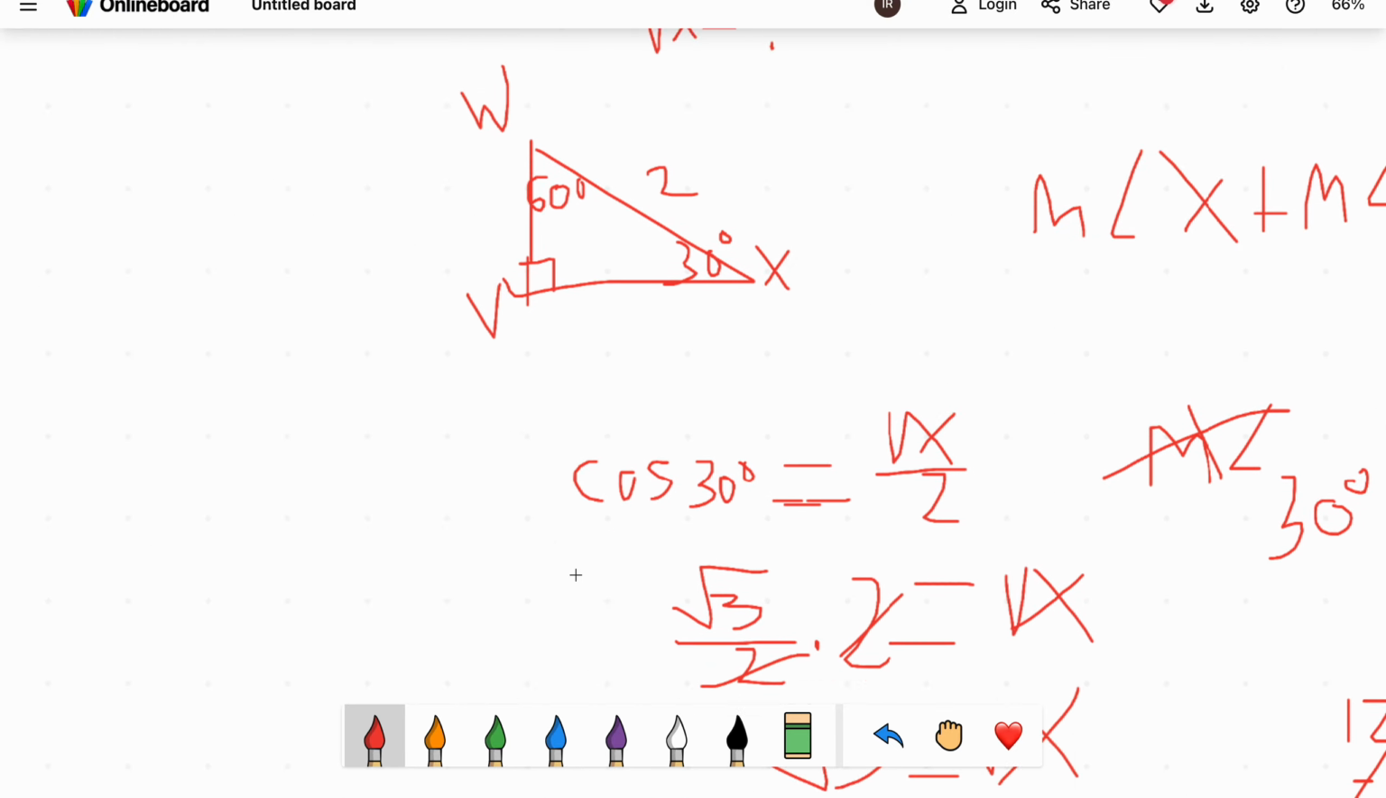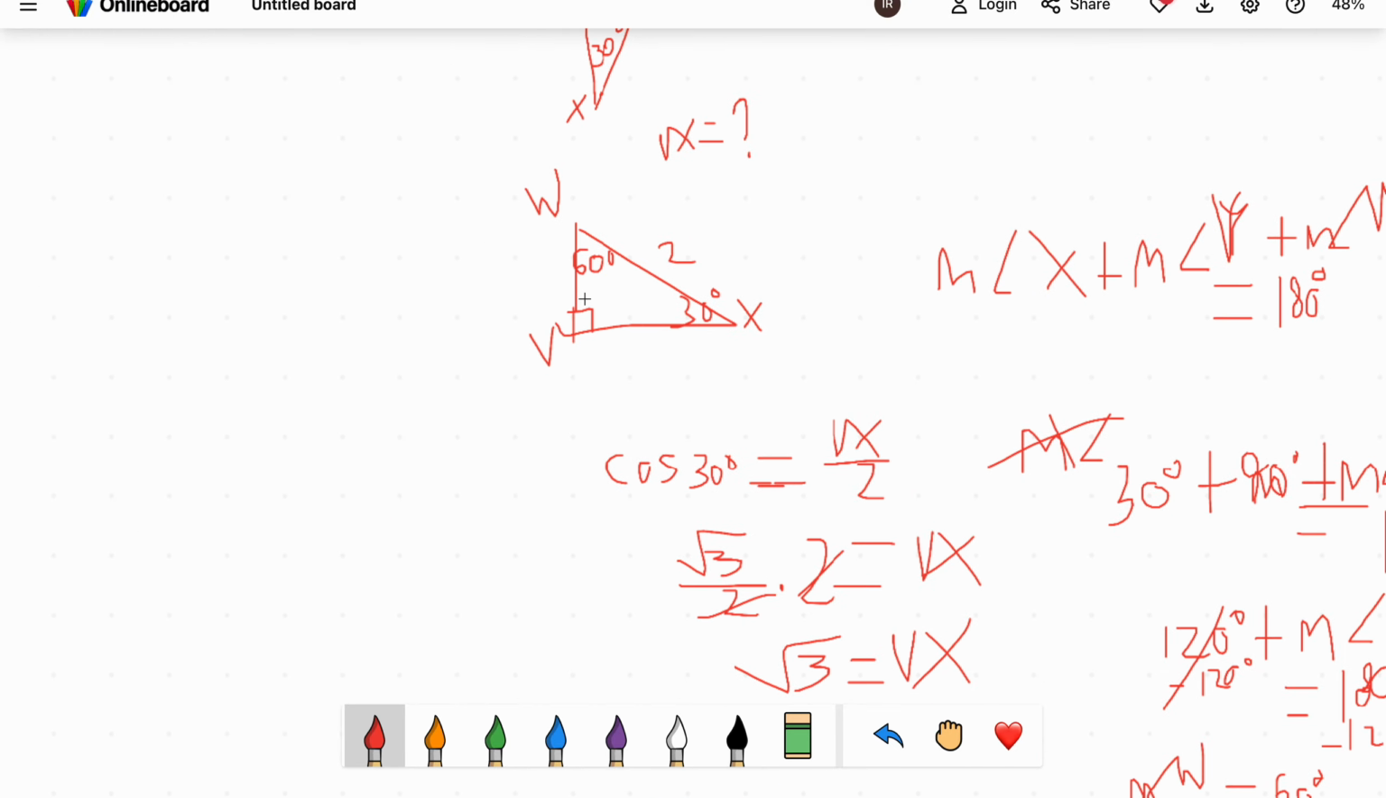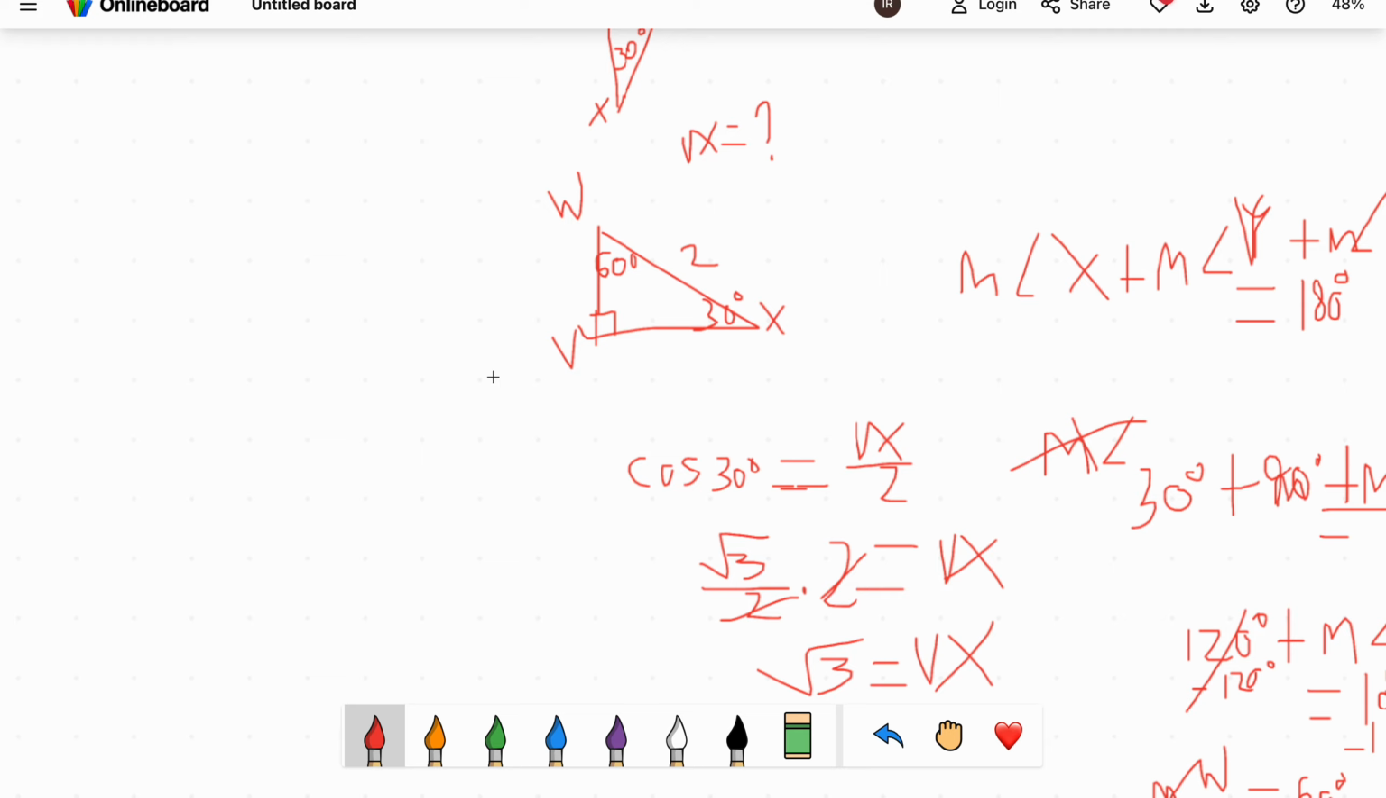Right? And if you're using special right angles, according to a 30, 60, 90 degree triangle, the hypotenuse is 2 times the shorter side. Another thing we also know is that the longer side is square root of 3 times the shorter side, so we can divide by square root of 3, something like that. And since we're finding Vx, it'll be just square root of 3 equals Vx.